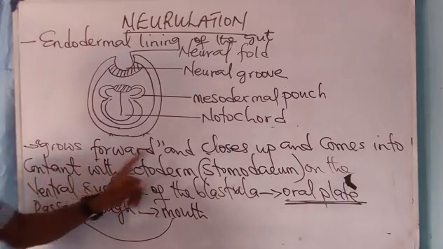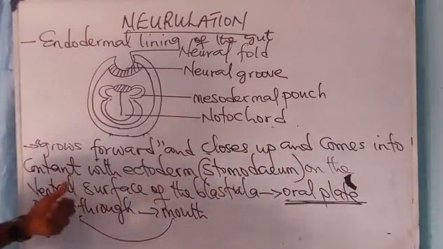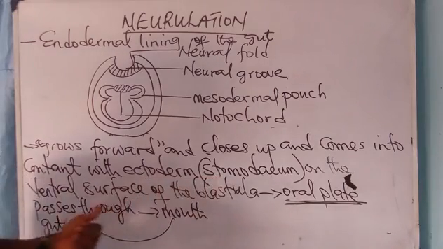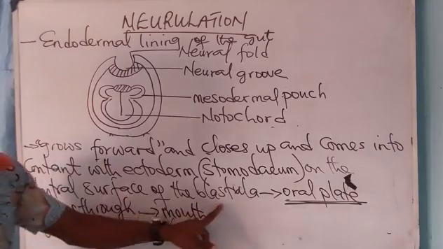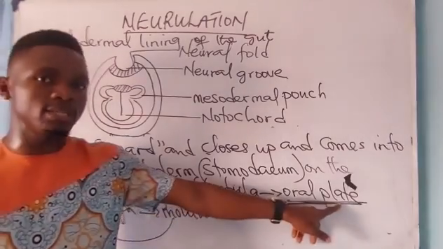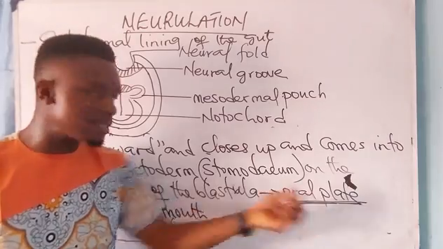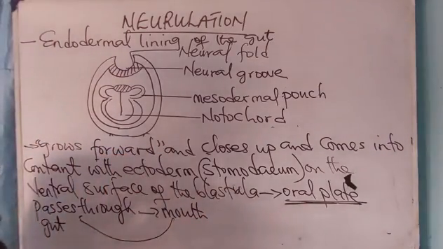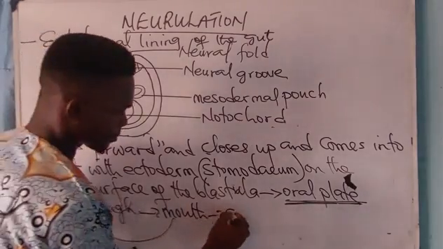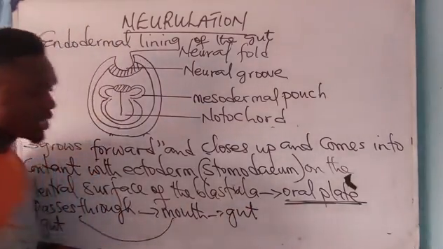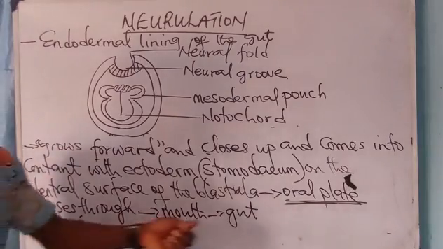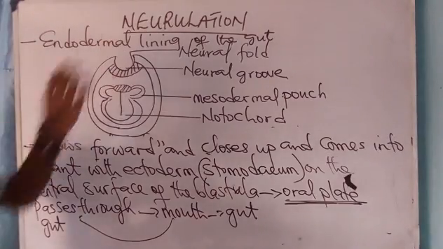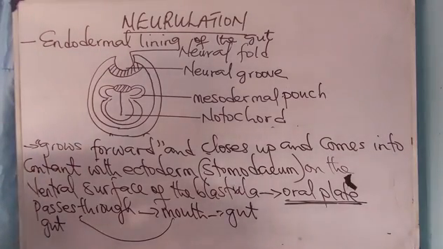It grows forward and closes up and comes in contact with the ectoderm, a region called stomodium, on the ventral surface of the blastula, forming what? The oral plates. Now the oral plates form the mouth, and this mouth opens into the gut. So this is just the process of what? Neurulation.